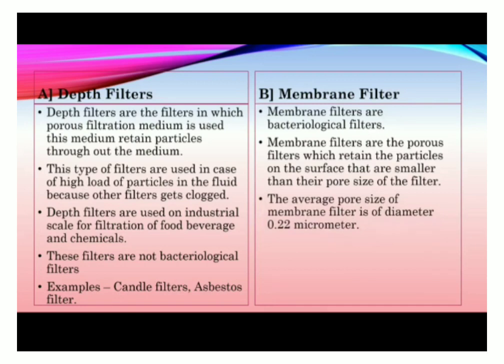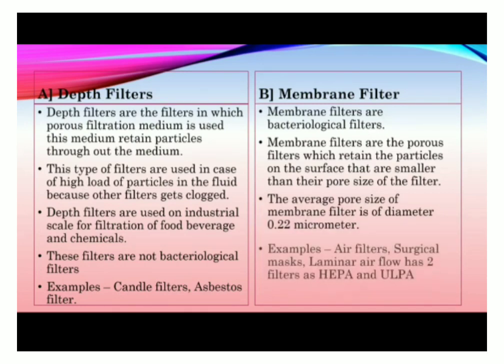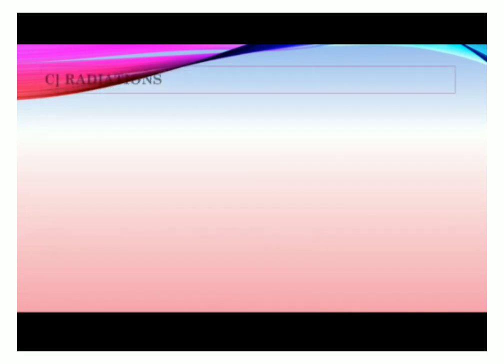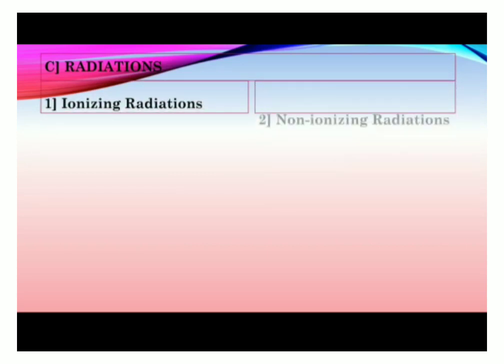The average pore size of membrane filter is of diameter 0.22 micrometer. The examples are air filters, surgical mask, laminar airflow, and here laminar airflow has two filters, HEPA filter and ULPA. Let's see the third method of physical sterilization, that is radiation. Radiation are of two types, ionizing radiation and non-ionizing radiations.